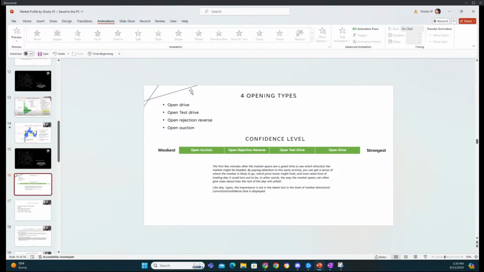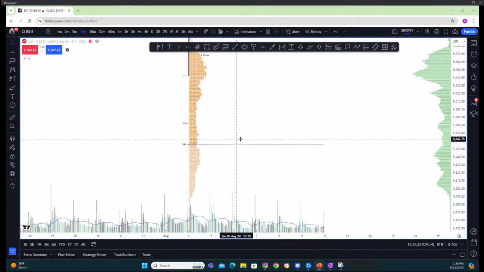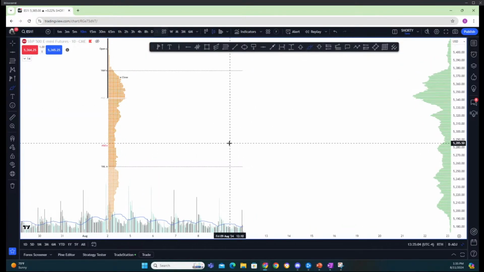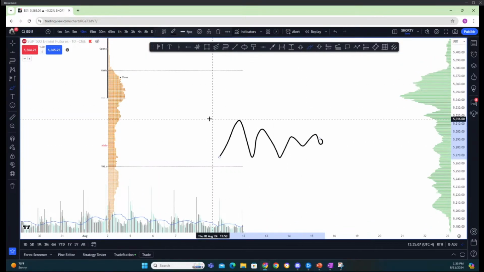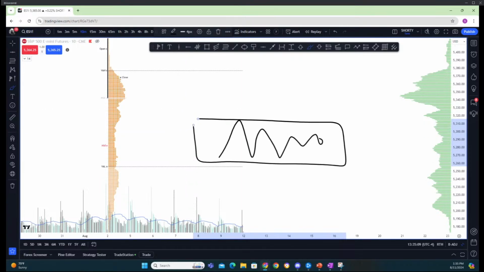There are 4 opening types that you guys should be at least familiar with: open drive, open test drive, open reject reverse, and open auction. When you think about the confidence level, and that's really what the market is about, when you're auctioning prices, that's what you care for. From the weakest to the strongest. Open auction, what do you guys foresee that being? What would that look like on a chart? Yeah, you're just opening and it looks like this, and typically open auction leads to what type of day?